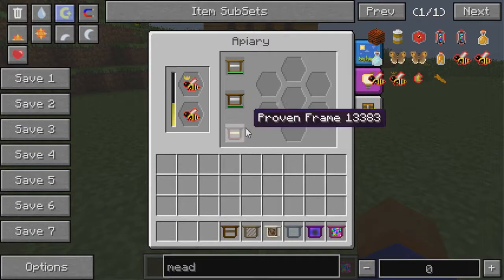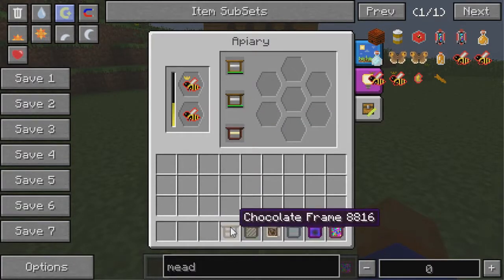So we have those, but what do the rest of these do? Well, the chocolate frame is basically your frame to reduce the lifespan of the bee. It has a 1.5 production rate, so it is going to increase your production, and it has a 0.5 lifespan, so it's also going to bring down the life of the bee faster.